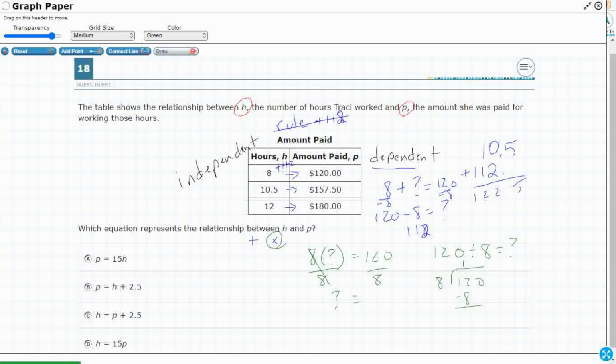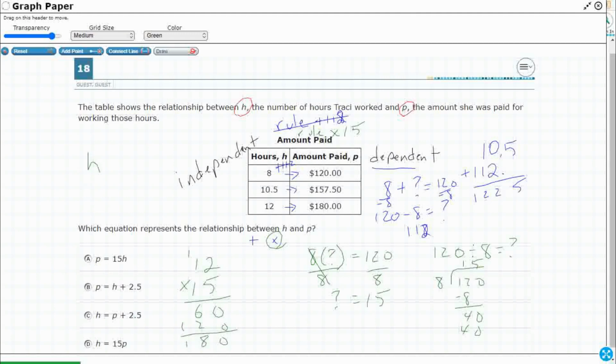That's 40, 15. Okay, so it looks like 15. All right, so 15. So maybe my rule is times 15. $15 an hour. That makes sense. So let's try it with one more just to double check. So 15. Let's try it with that 12. So 12 times 15 is 60, 120. Yep, that's 180.